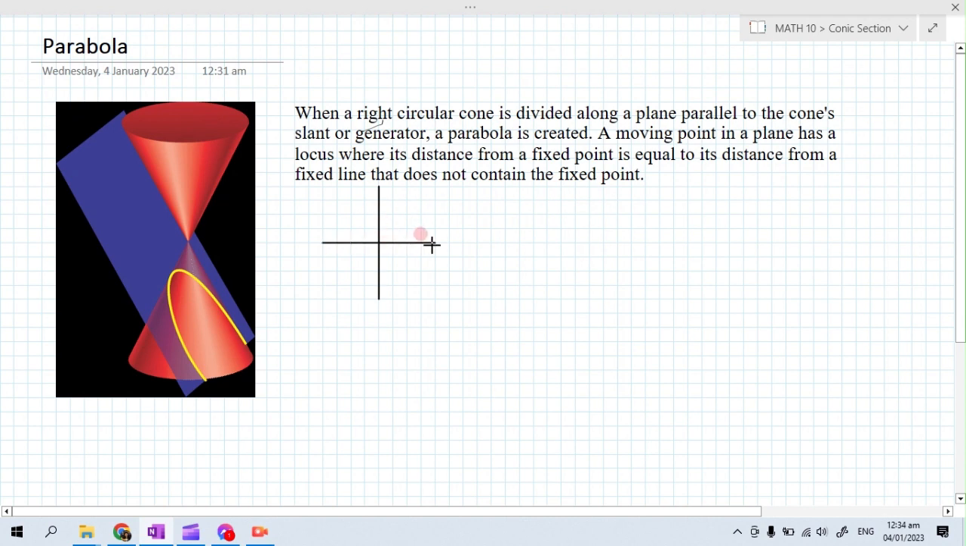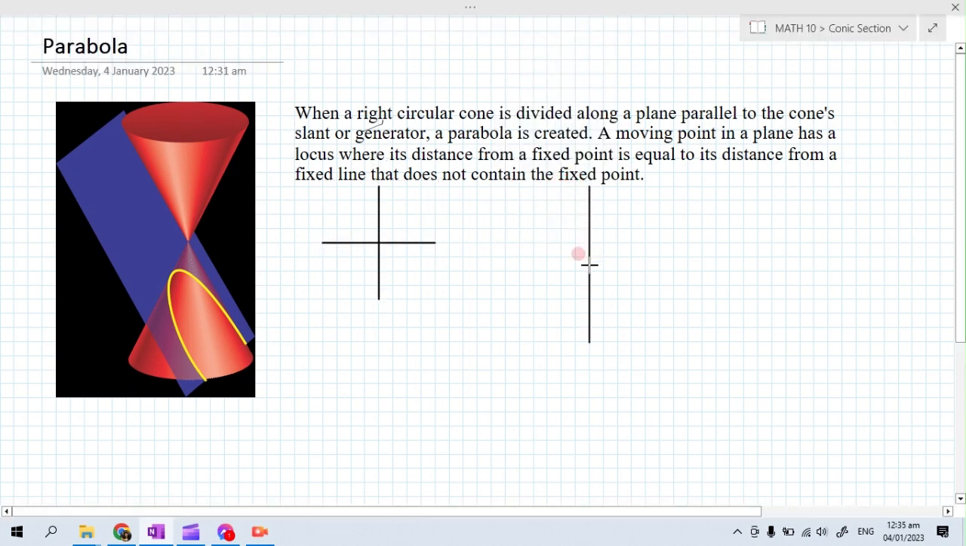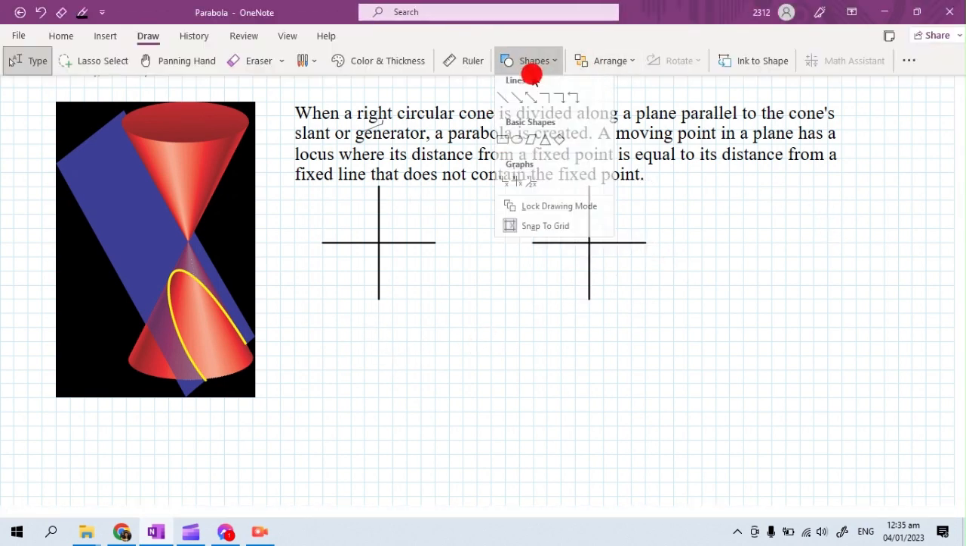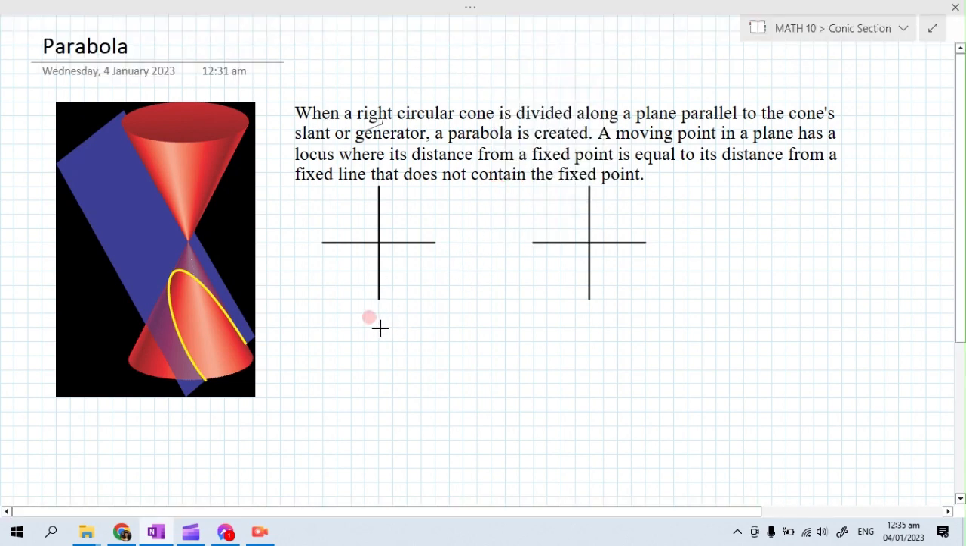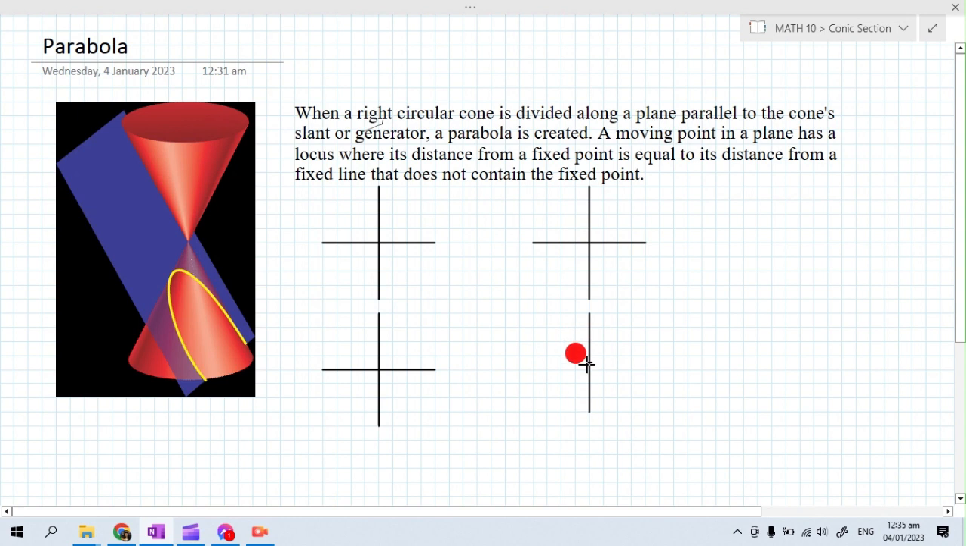Let's draw four Cartesian planes. One, and two. Oops, that's not the Cartesian plane. Three. And four. Okay. So there can be four possible scenarios for a parabola.